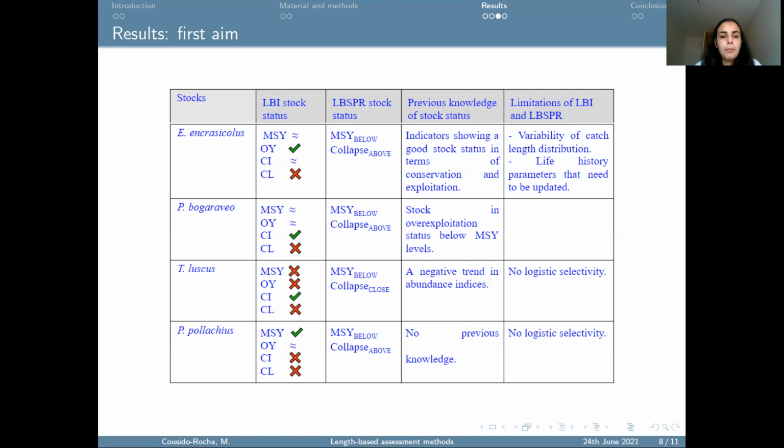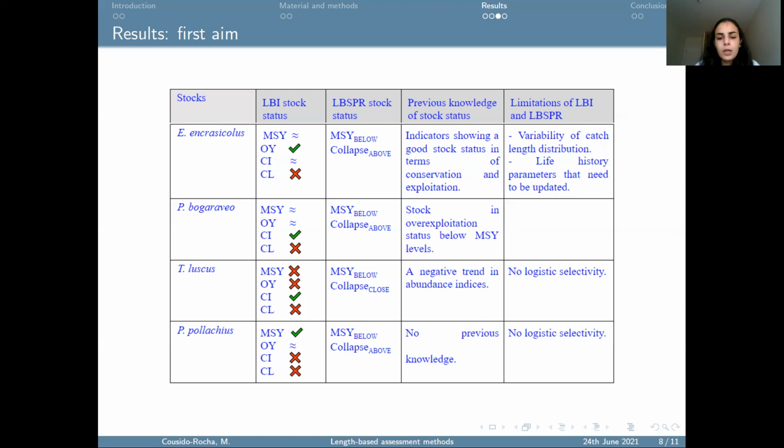Then for pouting, we can see that the LBI results are more or less consistent with previous knowledge, whereas the LBSPR results are not consistent with previous knowledge, although the previous knowledge shows a negative trend in abundance indices. The F/M estimates of the LBSPR method, the ratio of fishing mortality over natural mortality, are too high to be realistic. One limitation in this stock is that the logistic selectivity assumption is not satisfied.